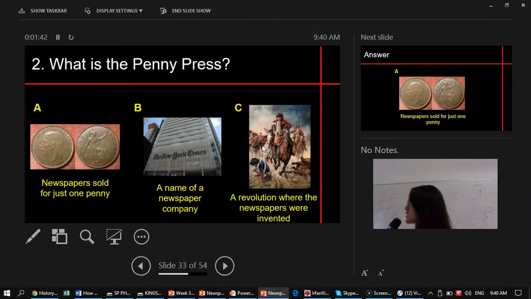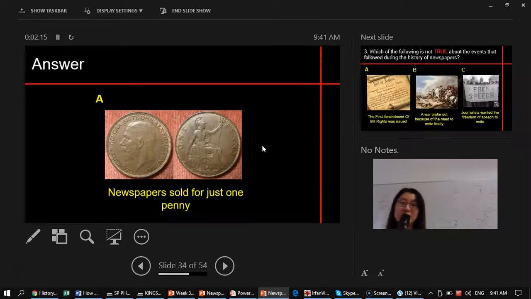Now the second question is, what is the printing press? A. Newspaper sold for just 1 penny. B. A name of a newspaper company. Or C. A name of a revolution where the newspapers were invented. So anyone knows the answer? Okay, 1, 2, 3. You guys raised at the same time. Okay, right. So the correct answer is A. Newspapers sold for just 1 penny.